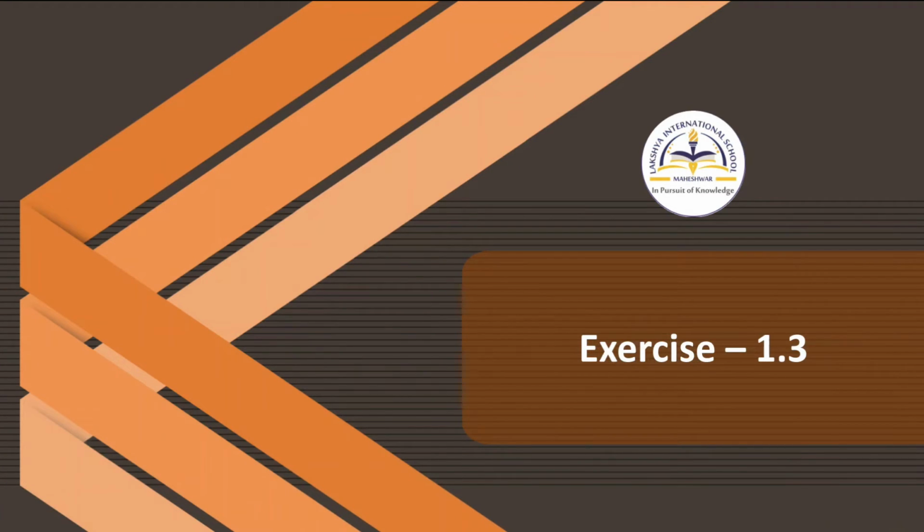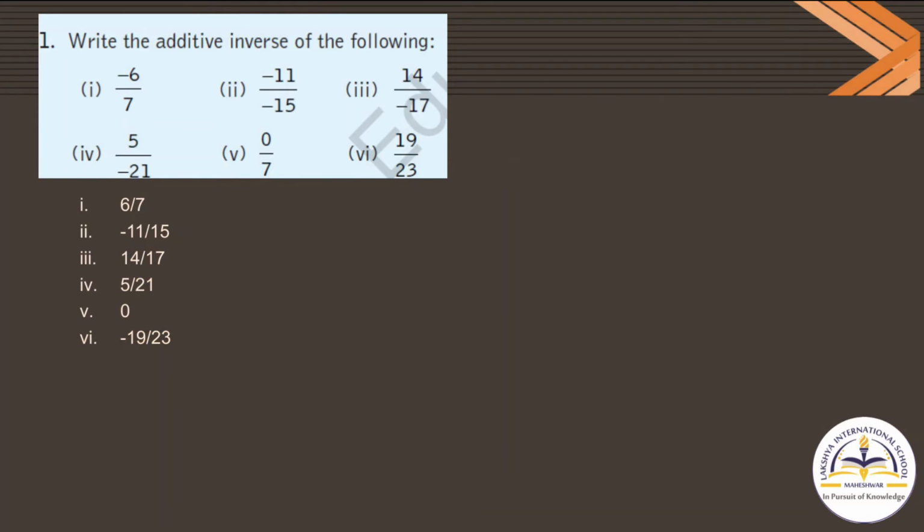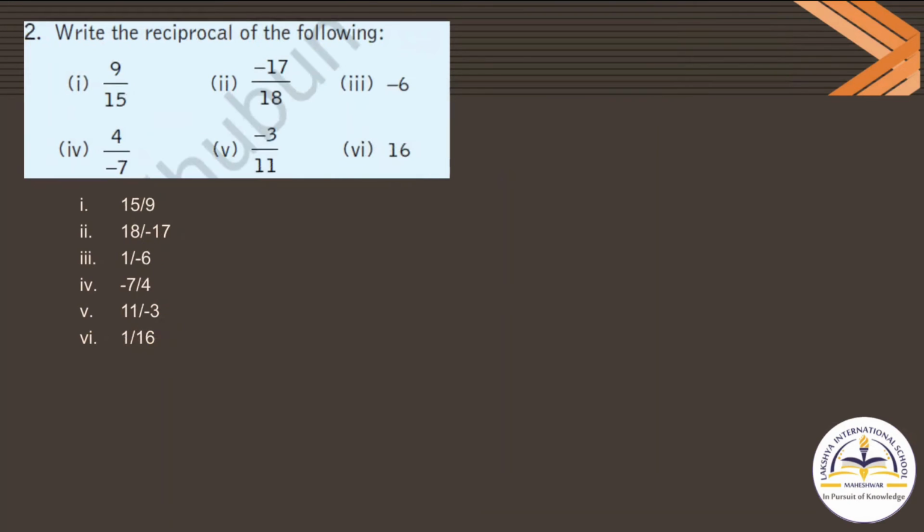Now we will solve exercise 1.3. Write the additive inverse of the following. 6 by 7, you have to change the sign, that is minus 6 by 7. Question number 2, minus 11 by minus 15. Minus cancels, so 11 by 15 is the number, so the answer will be minus 11 by 15. Now you have to solve the others.